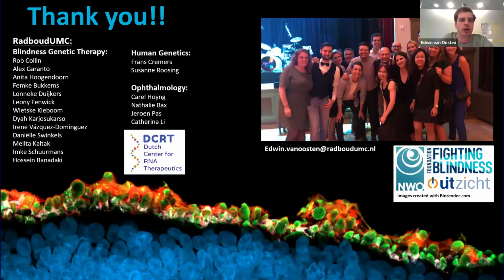So this was not only the work for me, but a lot of people, especially people in the group of the blindness genetic therapy, with my supervisors, Rob Collin, but also Alex Garanto. I already highlighted some technicians, Femke, but also Anita, Lonneke, and Leonie were of massive help. At the Human Genetics Department, Frans and Susanna for identifying the variant, and ophthalmology, of course, for actually seeing the patient, and the DCRT for setting up this whole consortia to make N-of-1 treatments possible within the Netherlands.